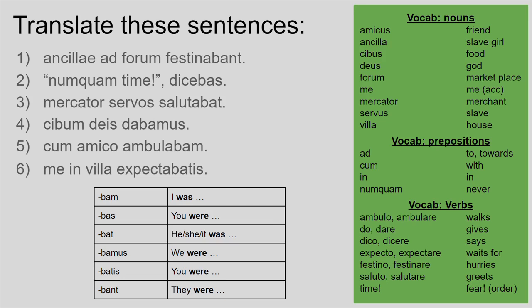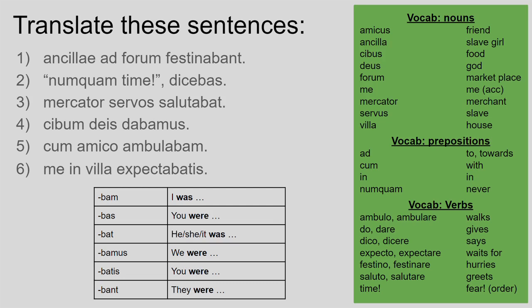Number 2, numquam time, dicebas. The verb is again at the end, but I have speech marks in this sentence. Keep that in mind. So start with the main verb, dicebas. BA again tells me it's an imperfect verb, and the S ending tells me it's a you singular, so just one person. So, you were saying, or you used to say.